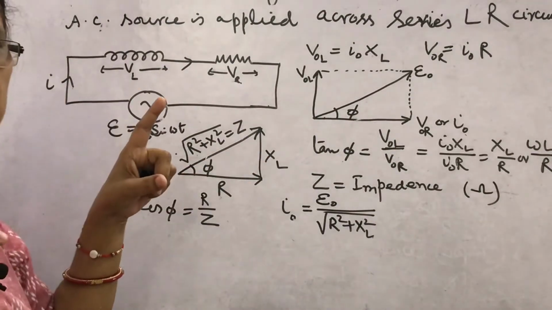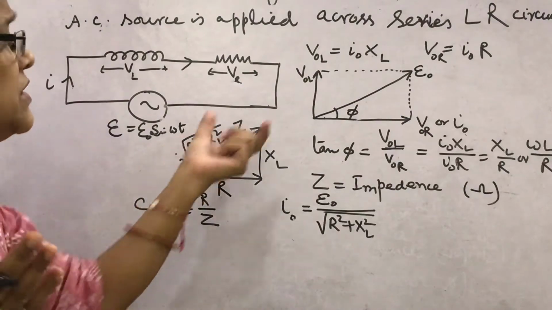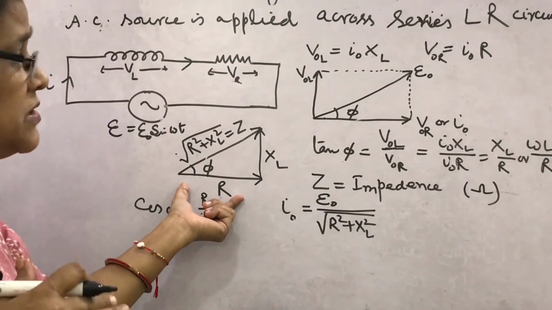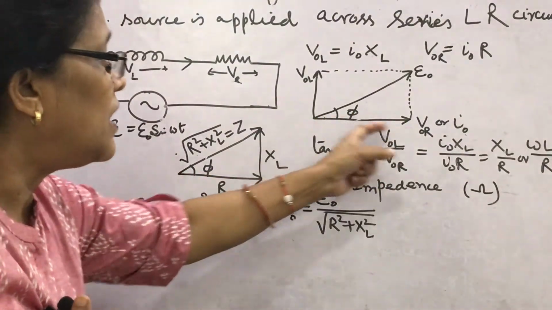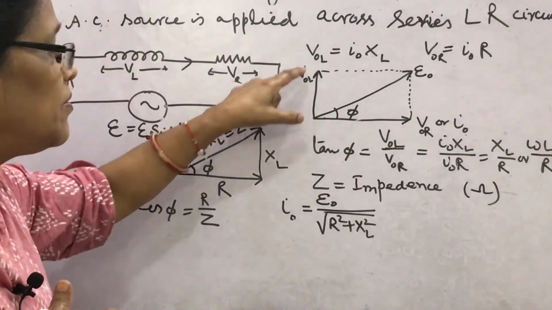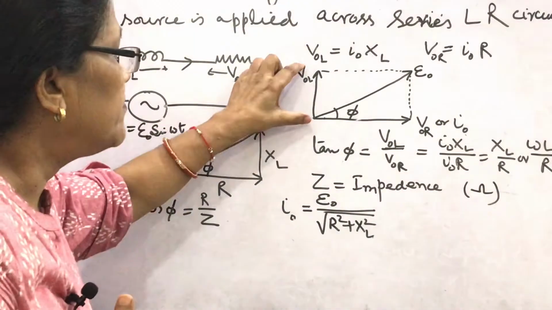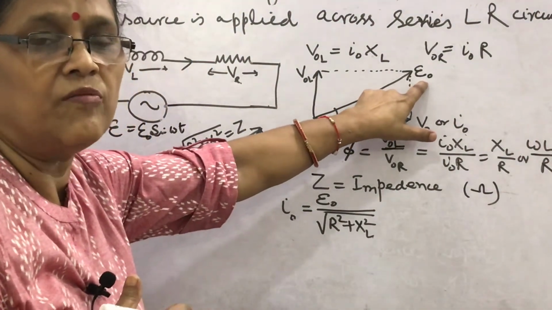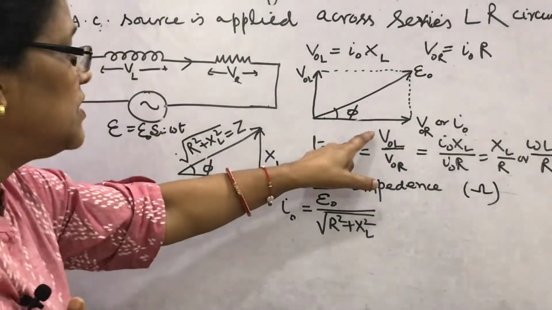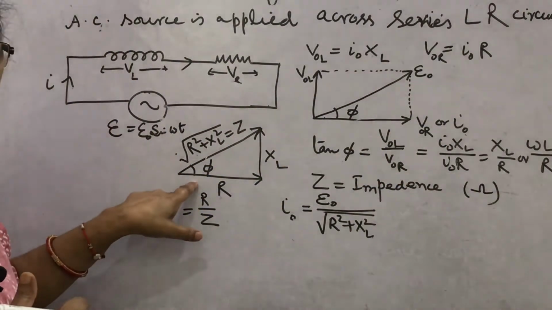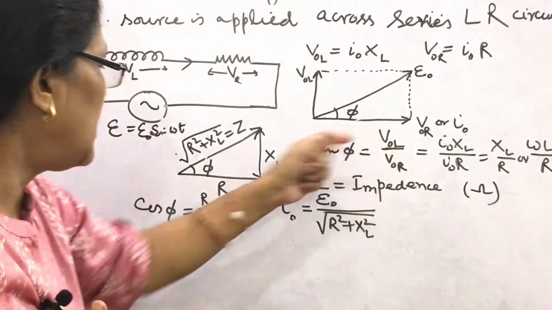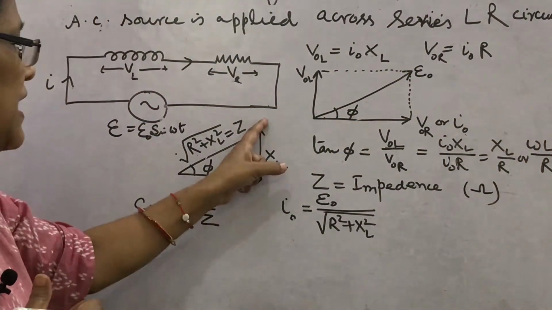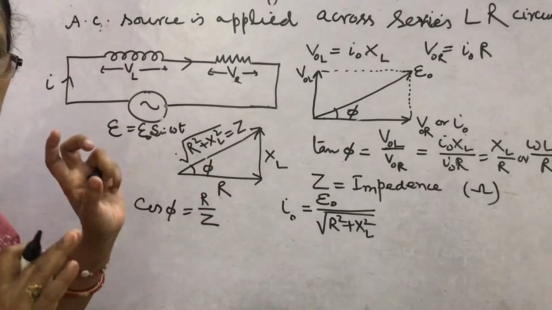Here you have got the Z value as under root R square plus XL square, and this triangle is called the impedance triangle. Sometimes a one mark question is asked: draw the impedance triangle for a series LR circuit. How will you draw? Simple. From this, VR and I are in the same direction, VL is at 90 degrees, then you take the resultant, this is the resultant voltage or the maximum value of the applied voltage. From this you have drawn this triangle. Instead of V naught R we have taken R, instead of V naught L we have taken XL, and this is the impedance triangle.